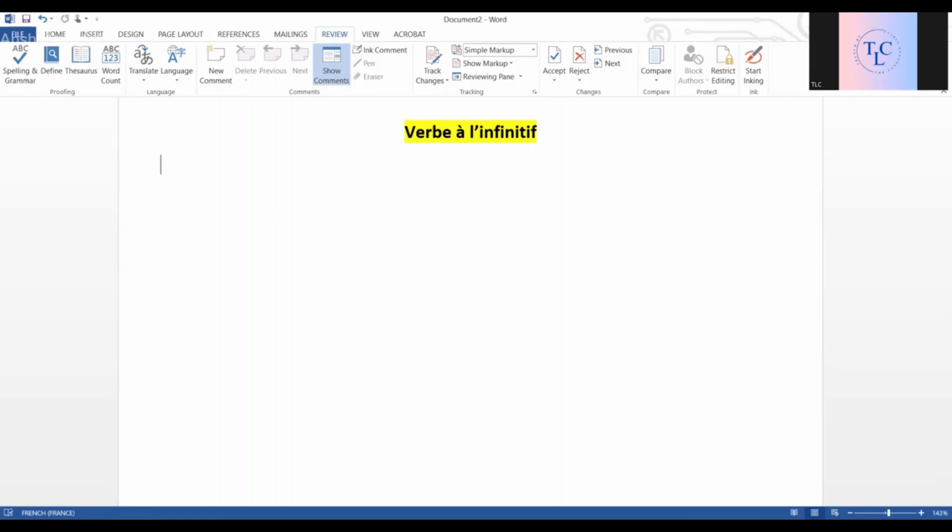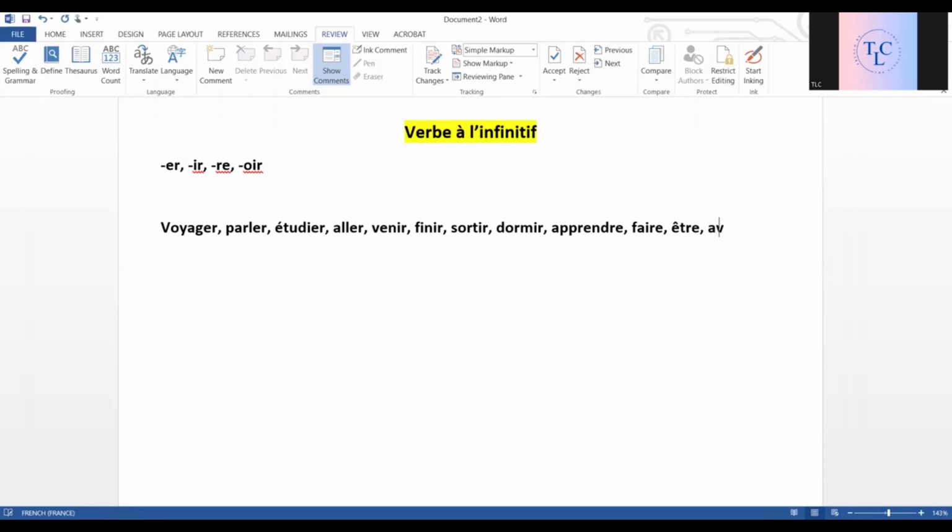Okay, so the verbs ending in er, ir, re, yr, they are the infinite forms of the verb. For example, we have voyager, parler, étudier, aller, venir, finir, sortir, dormir, apprendre, faire, être, avoir, devoir, vouloir, voir, etc.